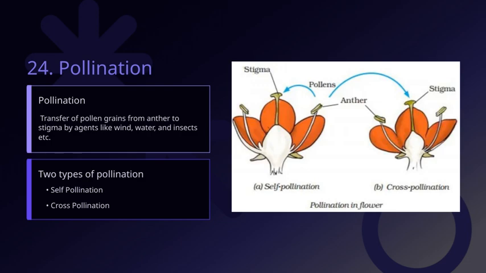On the other hand, self-pollination occurs when pollen from a flower fertilizes the same flower or another flower on the same plant. This can happen naturally without external agents. Both types of pollination are essential for different plants, and understanding these processes helps us appreciate how plants reproduce and survive.